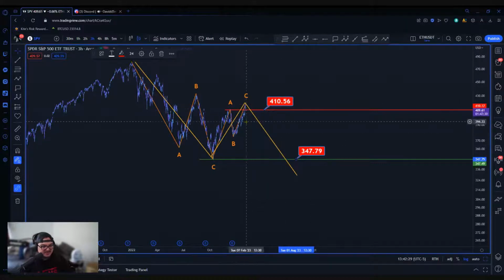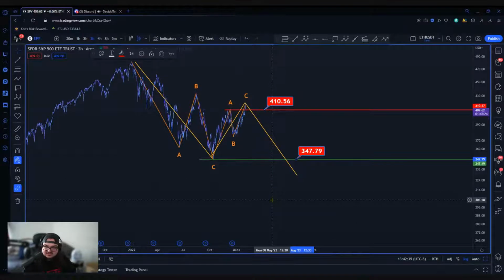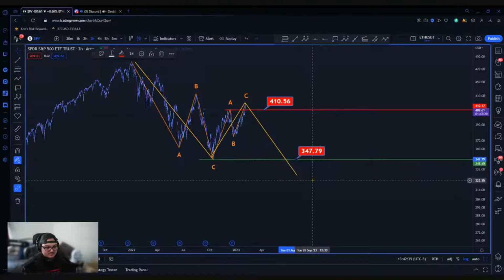This could be just a pullback, but this could be the beginning of a bearish wave to the downside. Well, what do you think? Because there's all this talk of a recession at the moment. Yeah, I've heard a fair bit of people talking about that. Would that affect crypto a lot, do you think?